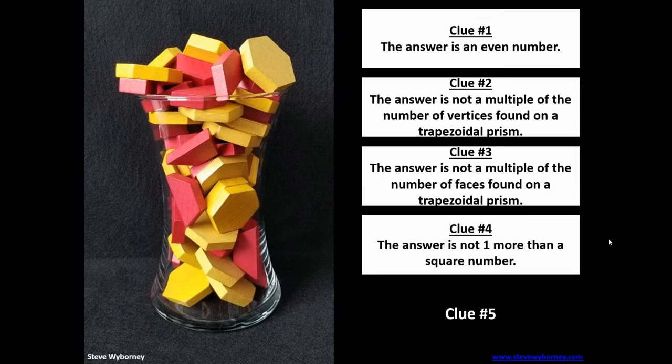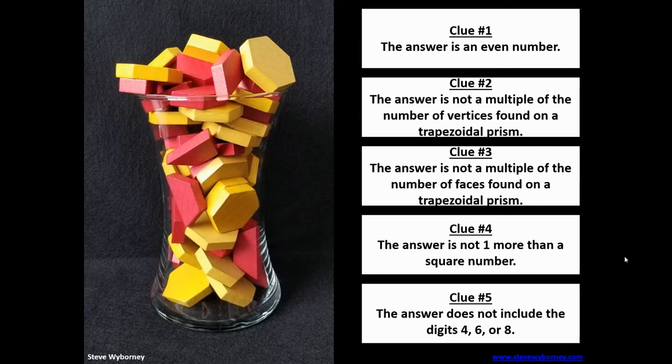9 times 9 is 81. Plus 1 is 82. That would work. And then 10 times 10 is 100, plus 1 is 101. We know that doesn't work, so we'll stop there. So if you had 10, 26, 50, 82, you need to find a new answer. All right, hopefully clue number 5 is our bombshell here.